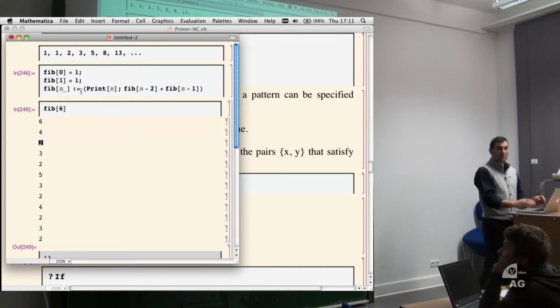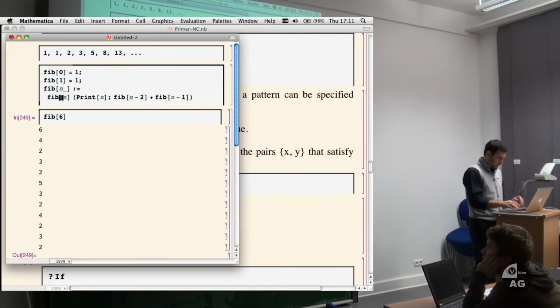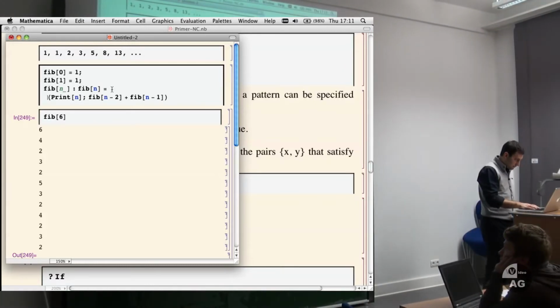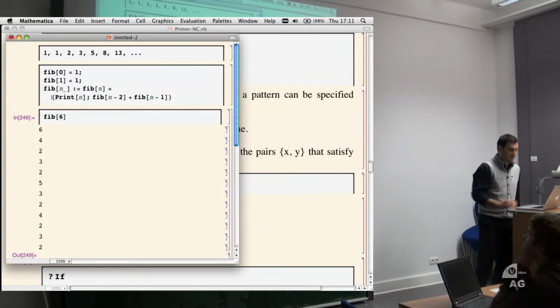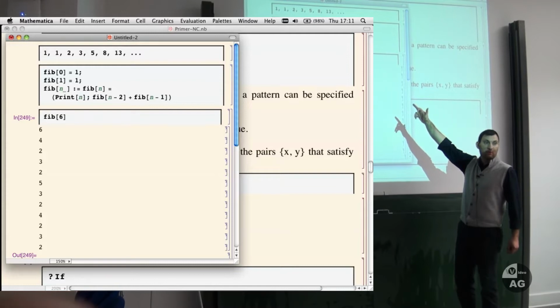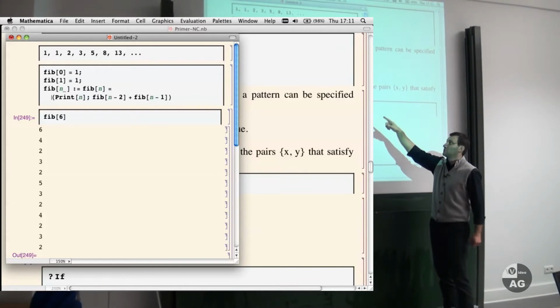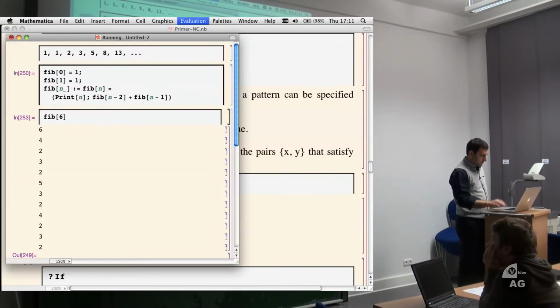So, to answer your question, we could have something like this. When I compute Fibonacci of n, not only do I compute it, I also store it as a constant. So first, I evaluate it, and then I store it in memory, and I associate it to Fibonacci of n. So let's evaluate this.